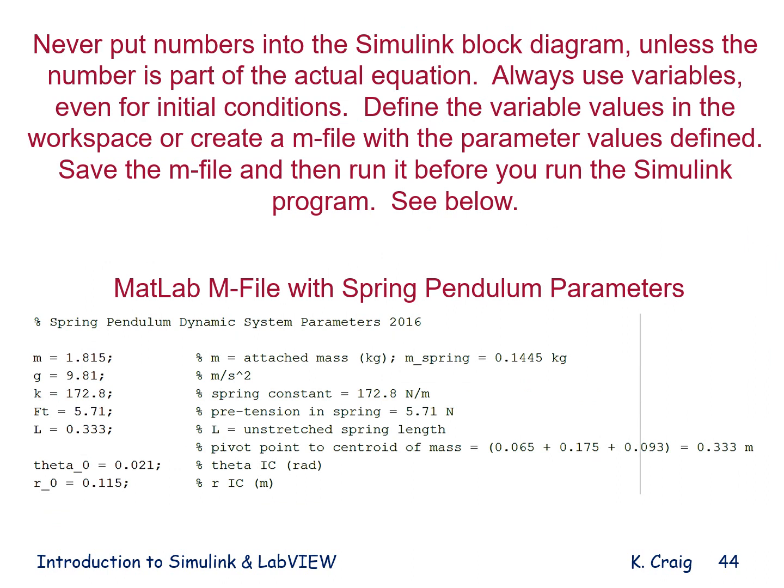So some guidelines. Never put numbers into the Simulink block diagram unless the number is part of the actual equation. We have a term in this equation that's 2R dot theta dot. That number 2 can be put into the Simulink diagram because that will not change. But you should always use variables, even for initial conditions. Define the variable values in the workspace or create an M file with the parameter values defined. Simulink, when it comes upon a variable, will look to the workspace to find the value of the parameter. And if it doesn't find the value of the parameter, you'll get an error.